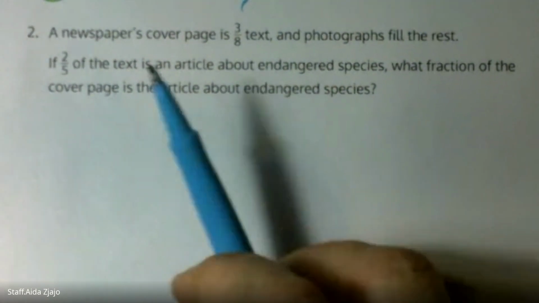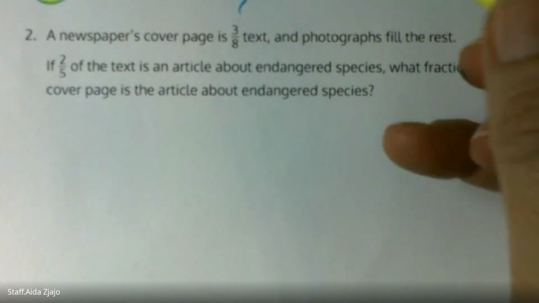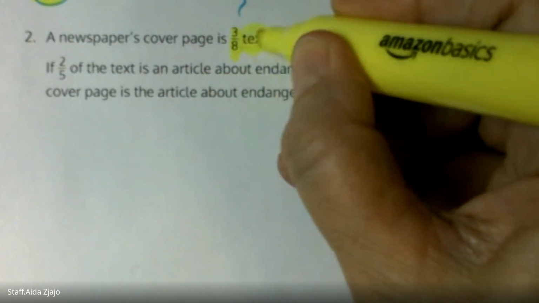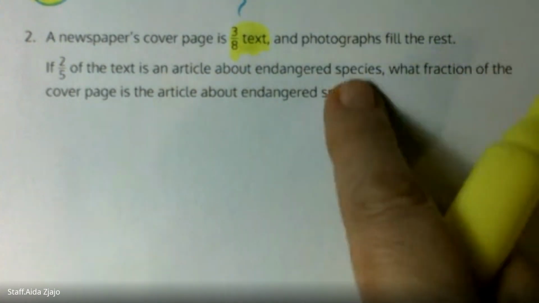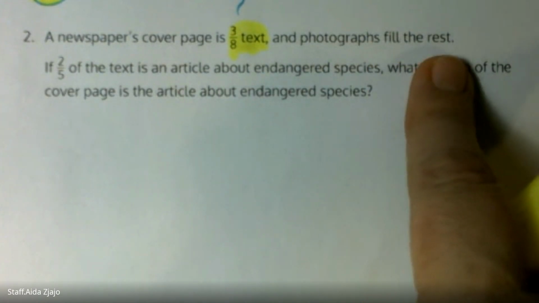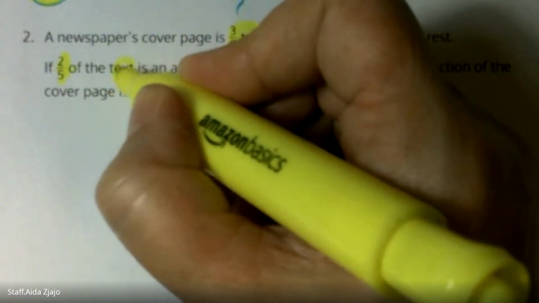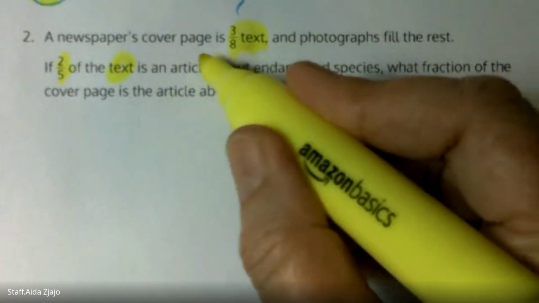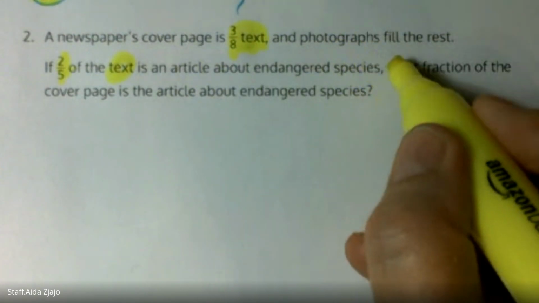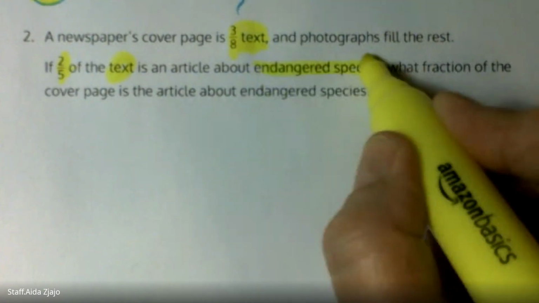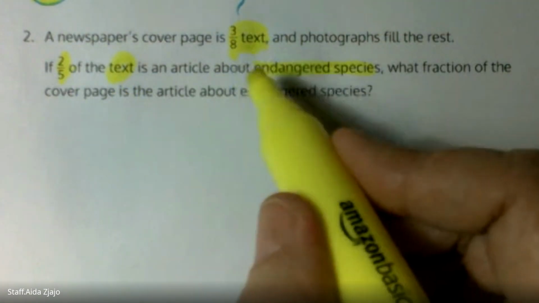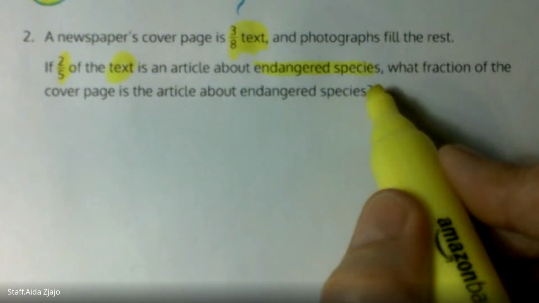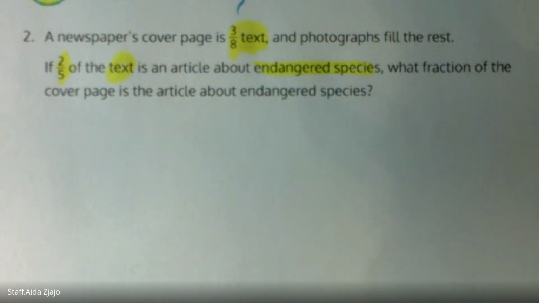A newspaper cover page is 3/8 text, and photographs will fill the rest. If 2/5 of the text is an article about endangered species, what fraction of the cover page is the article about endangered species?